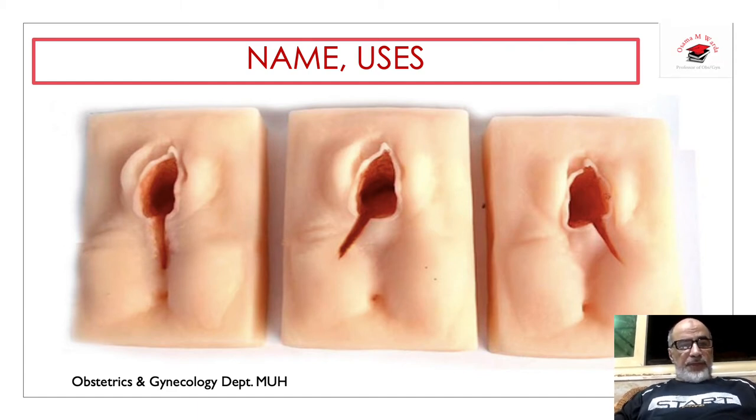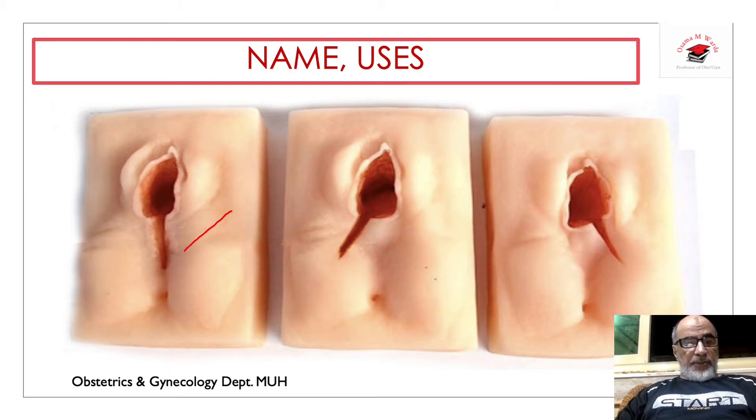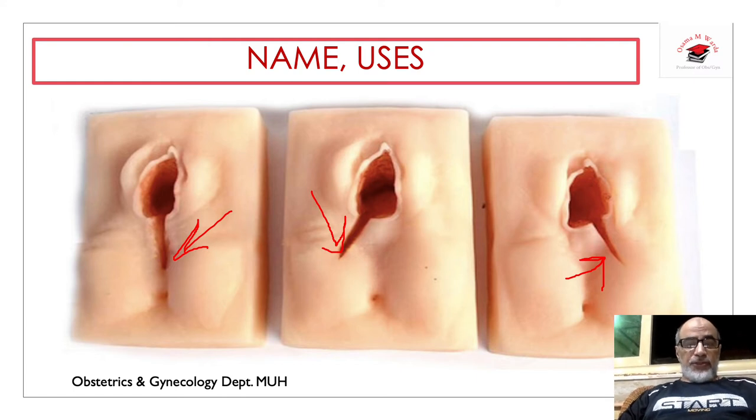We start with the episiotomy. Types: this operation is named episiotomy. This is a midline episiotomy. This is a mediolateral episiotomy of a right-handed surgeon, and this is a mediolateral episiotomy of a left-handed surgeon. Episiotomy is indicated when there is overstretch of the perineum on crowning of the fetal head.